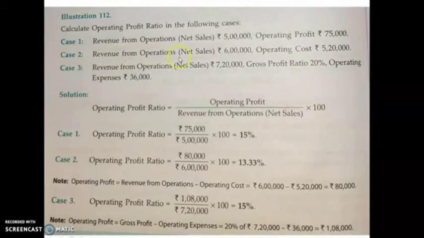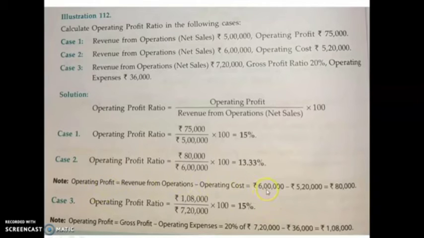Case 2, revenue from operation, that is net sale, is given as 6 lakh and operating cost is given as 5 lakh 20,000. So we have already written the formula: operating profit ratio is equal to operating profit divided by revenue from operation into 100. Here we have to calculate operating profit. In case 2, they have not given you operating profit, but you can use the formula operating profit is equal to revenue from operation minus operating cost. Doing this, you will get operating profit. That is, sales minus cost will give you profit.